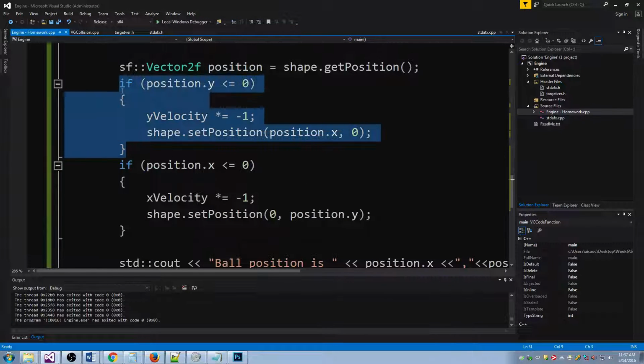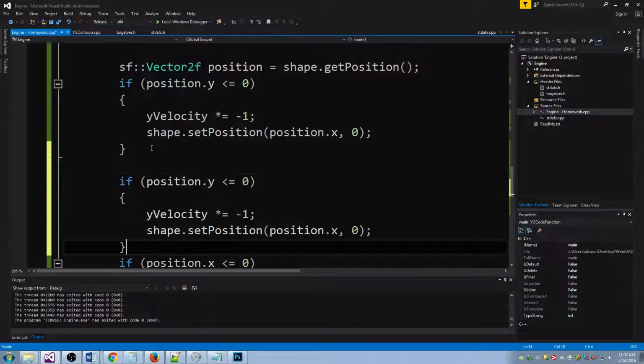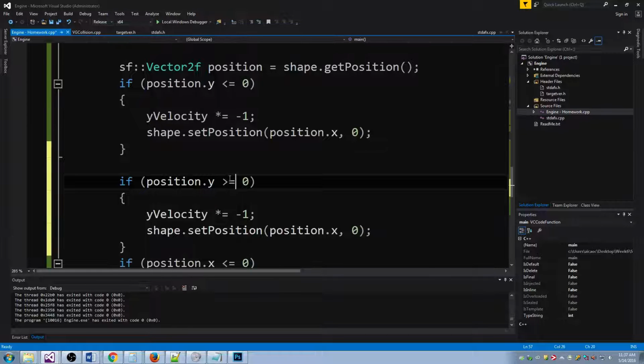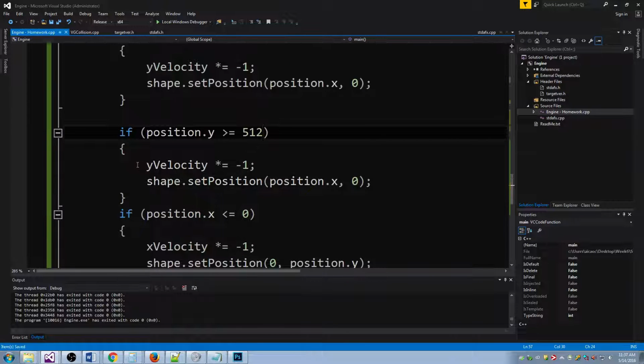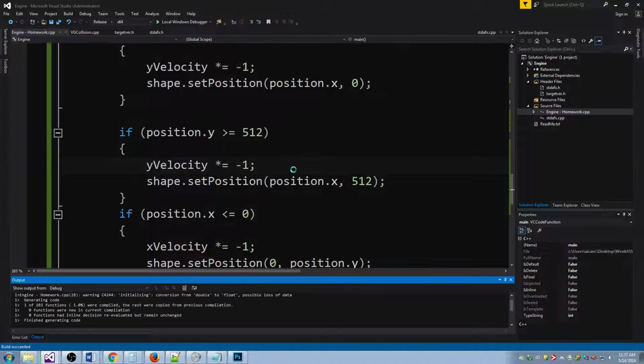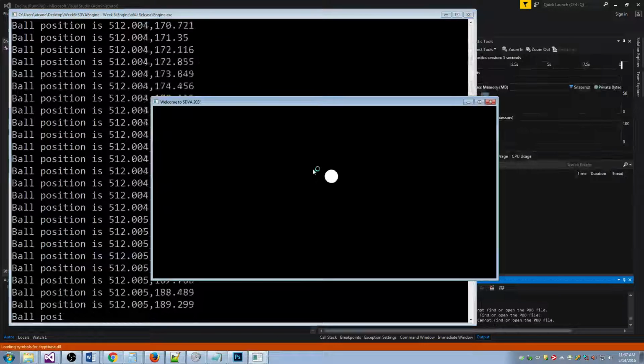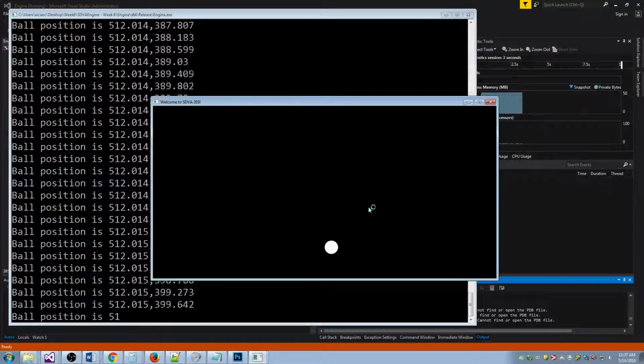So we can set up another if condition that says if the y position is greater than or equal to 512, also reverse the velocity, and set the position equal to 512 here. That's only if you're starting in the middle of the screen, right? This doesn't matter where you're starting, actually. So watch what happens. It's going to go off the bottom and then bounce.